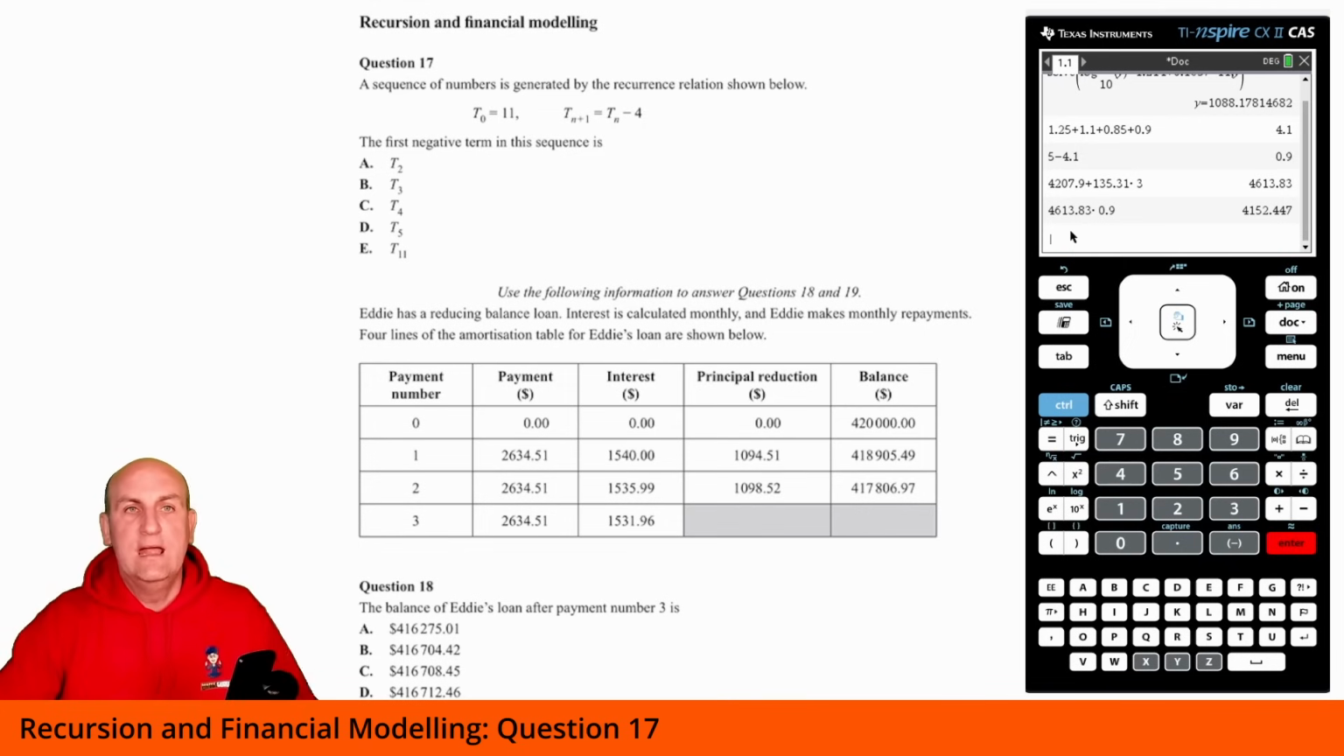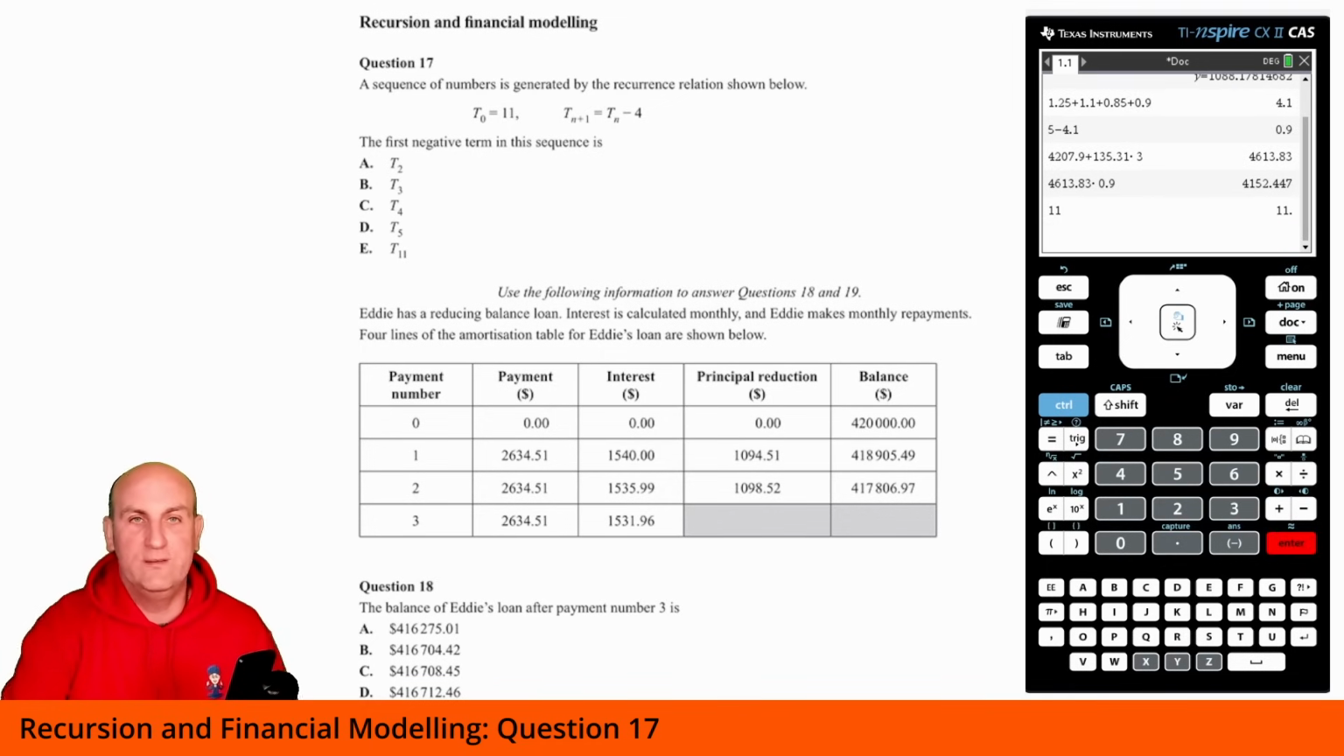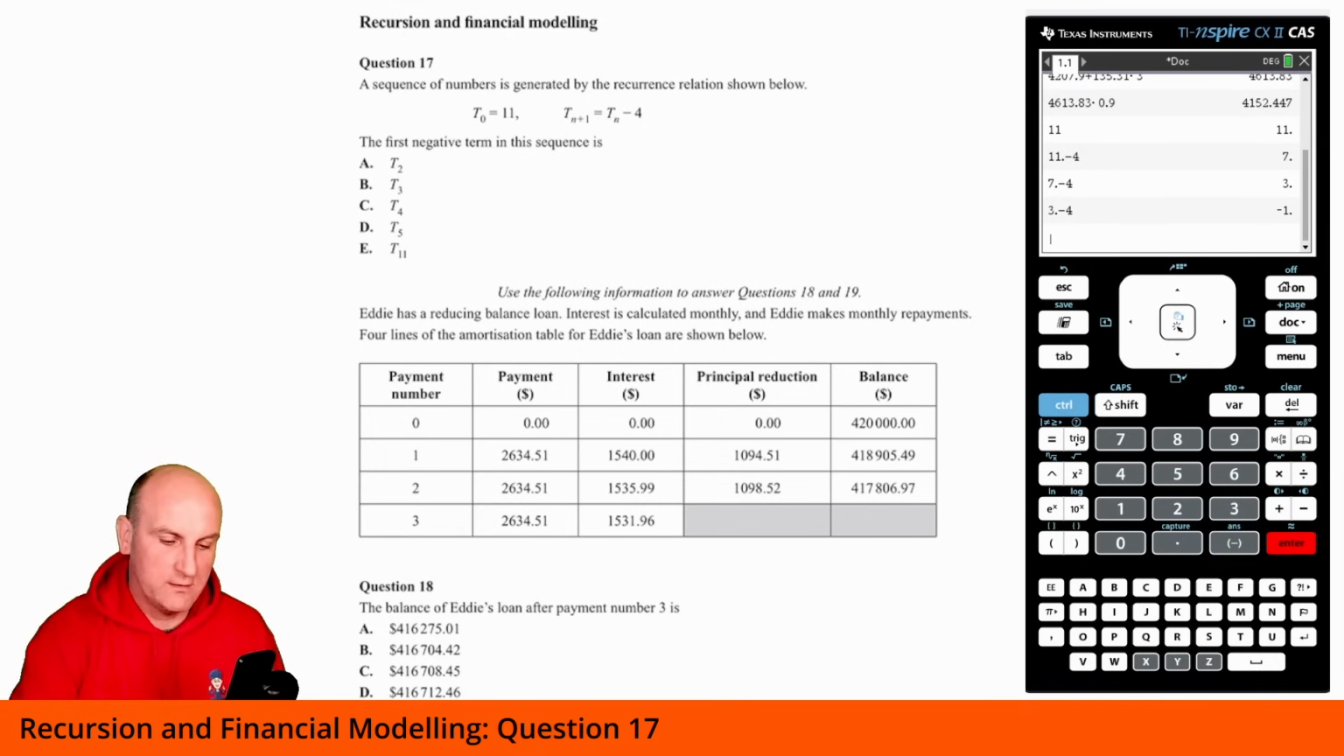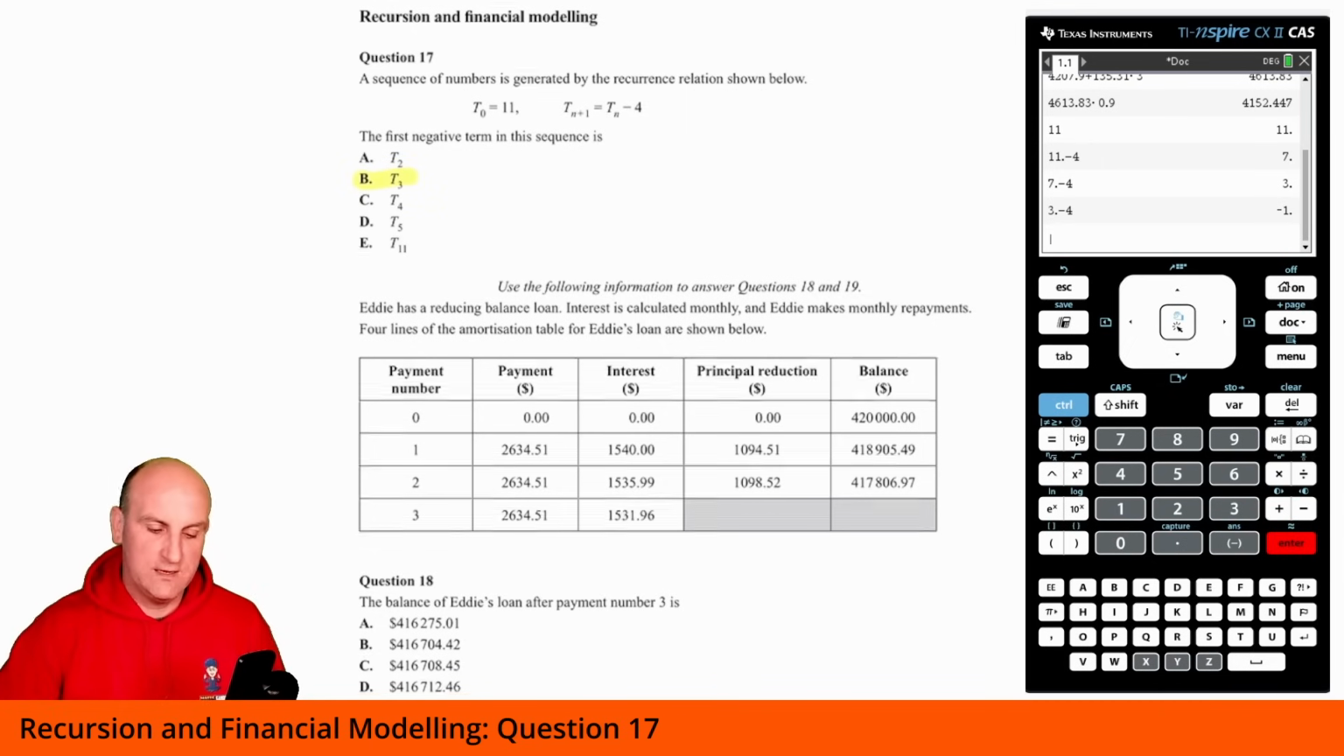Question number 17. A sequence of numbers is generated by the recurrence relation shown below. The first negative term in the sequence is, interesting. Whenever I do these, I literally put the value in and use my ANS button. So I'm going to do ANS minus 4, and you can say this is overkill, but that's okay. So T0, T1, T2, T3. There you go. T3, I think B is going to be my correct answer. And knowing how to use your calculator to do that ANS minus, plus or whatever else becomes really, really useful.